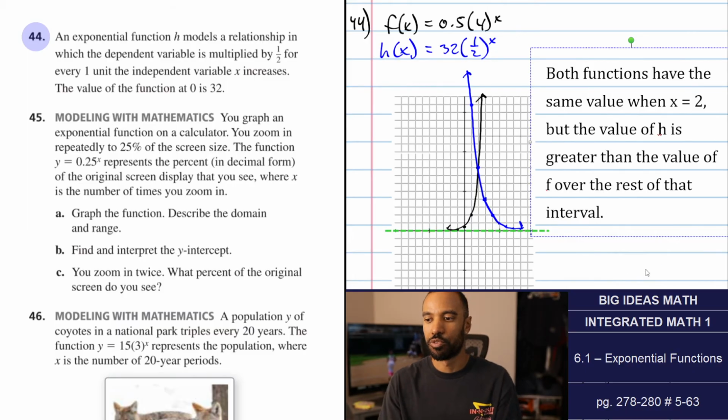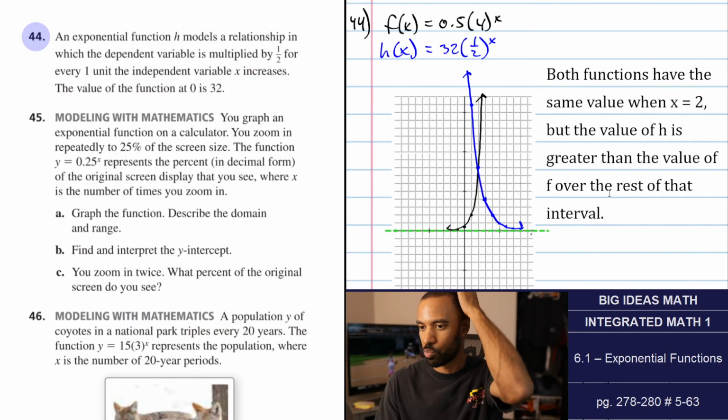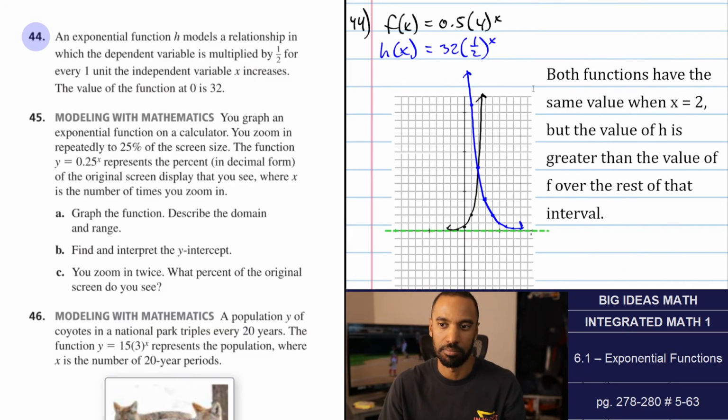Now, the interval goes from 0 to 2. I don't know why they're specific on those ones, but that's what we can say. It's greater than it, and that's still the graph. It still works. Okay, number 45.